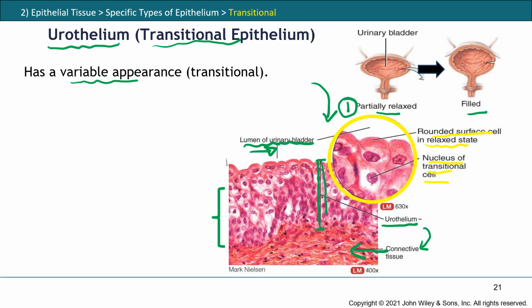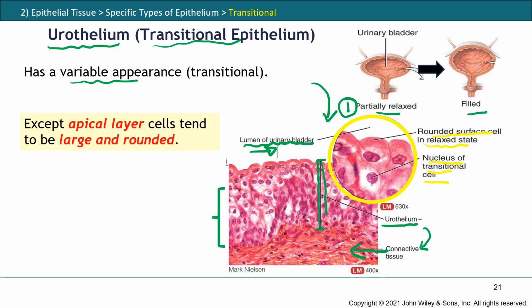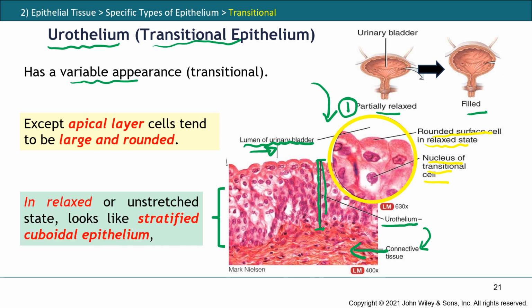So just to recap, I told you two things: in this epithelium, in the yellow area that you see there, when we zoom in, this will be the exception. In those ones, the apical cells will look larger and rounded. However, most of them will look like a stratified cuboidal epithelium. Now let's see what happens when the epithelium goes to a filled stage.